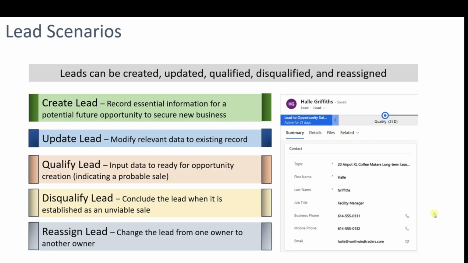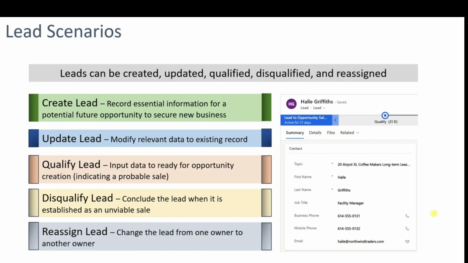Leads can be created, updated, qualified, disqualified and reassigned in the CRM sales module. What is create lead? We can create and store information for a future opportunity. That's create lead. We can update the existing information in an existing lead. That's update lead. If the prospect, or the potential account or contact, shows interest, we can qualify the lead. If the prospect does not show interest, then we can disqualify the lead with a reason.